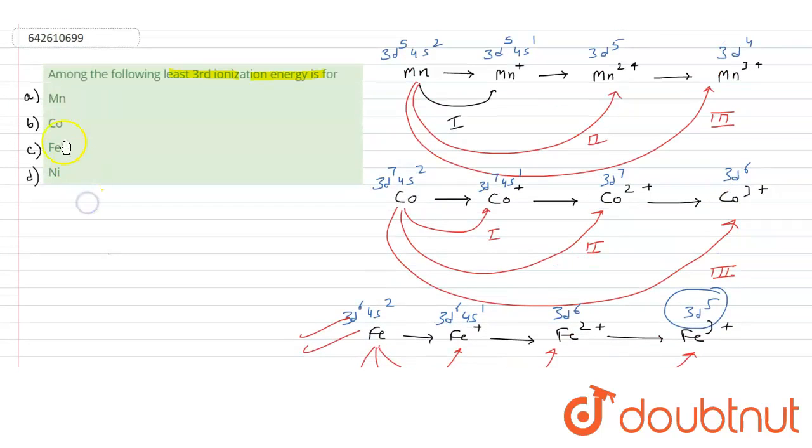In the options, manganese will not be the right answer, as we have discussed, and cobalt will not be the right answer. Iron will be the right answer, so option C is correct, and D will not be the correct answer. It is Fe, because in Fe3+ we are getting the most stable electronic configuration, that is 3d5. Hope this answered your question.